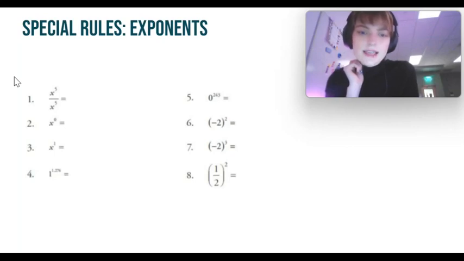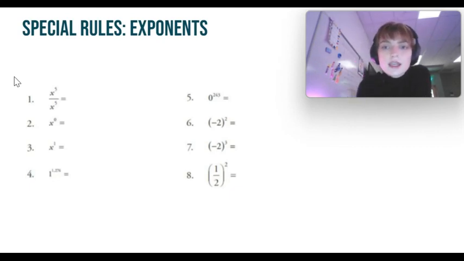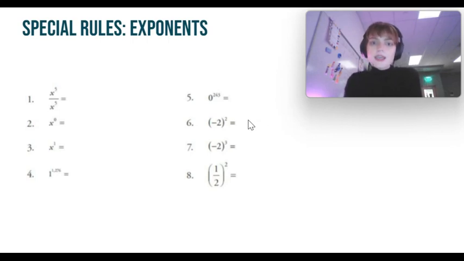Examples 6 and 7 show us what a base number that is negative looks like when it is raised to an even power and an odd power. In example 6, because it's raised to an even power, this will be positive 4. And for example number 7, because it's an odd power, it will be negative 8.